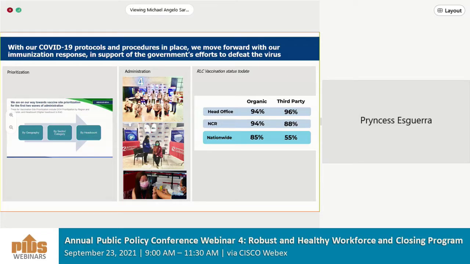And in our administration, we partnered with Reliance Health to ensure that we have the wide reach nationwide. We're very happy to say that RLC vaccination status to date would be for head office 94% for organic and 96% vaccination for third party, NCR 94% organic, 88% third party, and nationwide is 85% and 55% third party. And we're able to do that with our massive education campaign on the importance of vaccine and making it accessible for our people and their families.